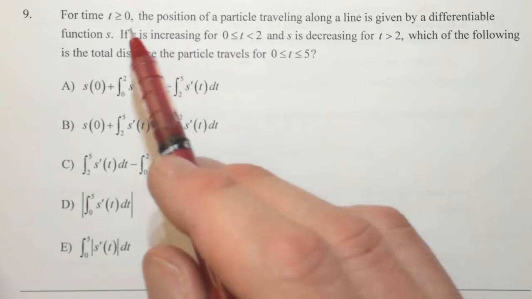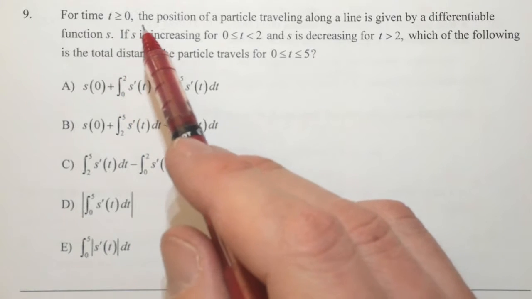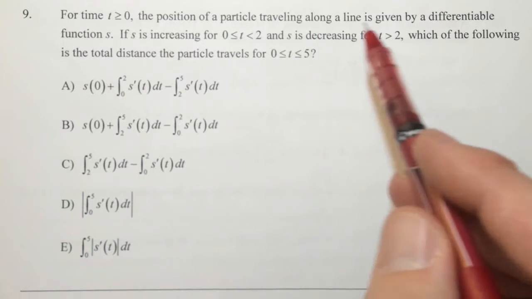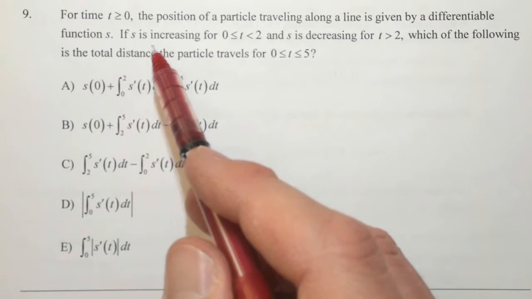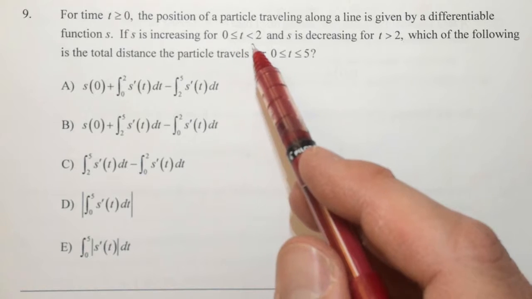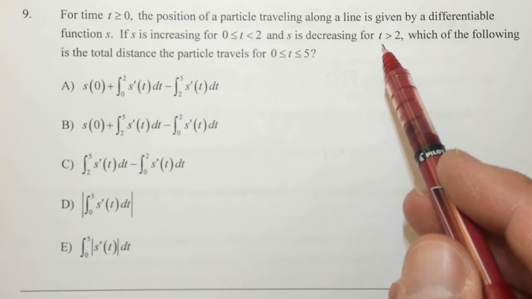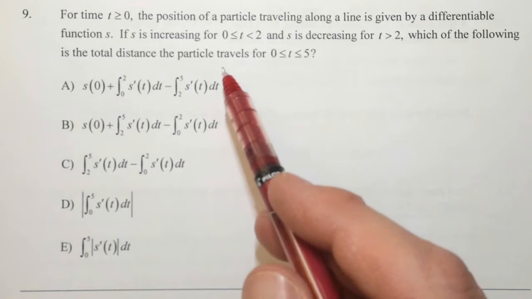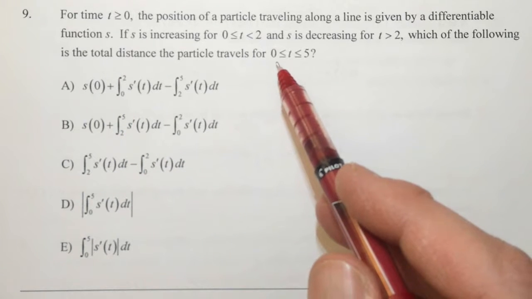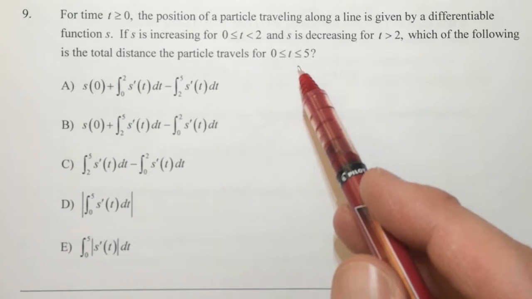Number 9, the question reads, for time t greater than or equal to 0, the position of a particle traveling along a line is given by a differential function s. If s is increasing for 0 to 2 and decreasing for t greater than 2, which of the following is the total distance the particle travels for the interval from 0 to 5?